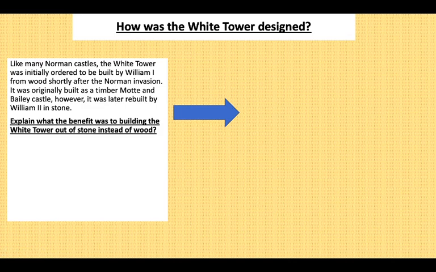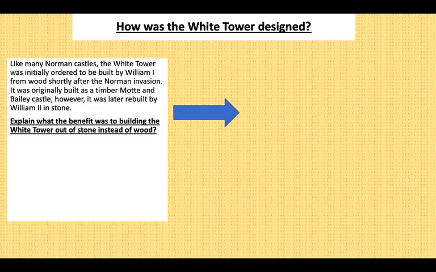So, like many Norman castles, the White Tower was initially ordered to be built by William I from wood shortly after the Norman invasion. It was originally built as a timber Motte and Bailey castle, however it was later rebuilt by his son William II in stone. You probably realised that at this point stone castles were going to be much better and much stronger than wooden castles, because it would have been noted that they were easily torn down by fire, or they just weren't sustainable during harsh weather conditions.